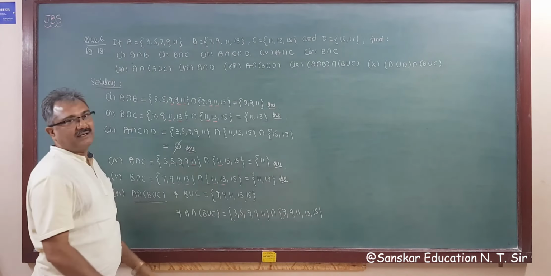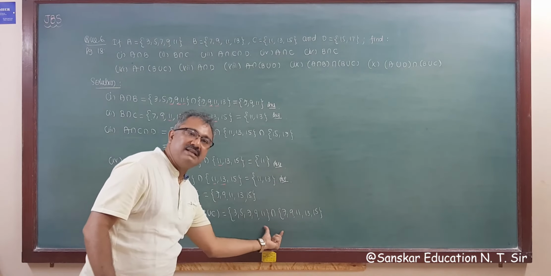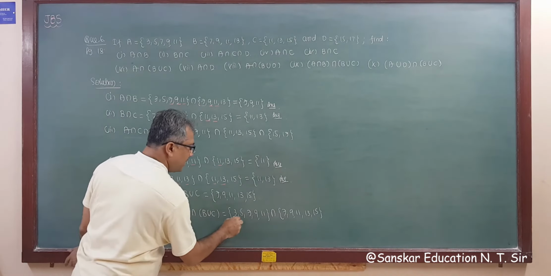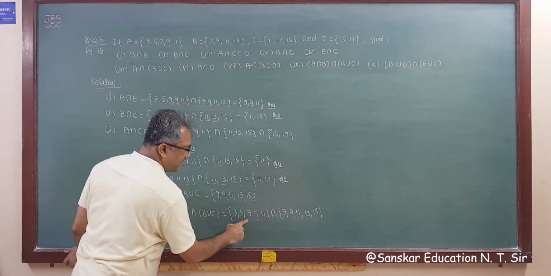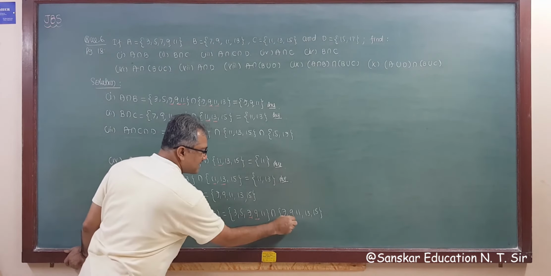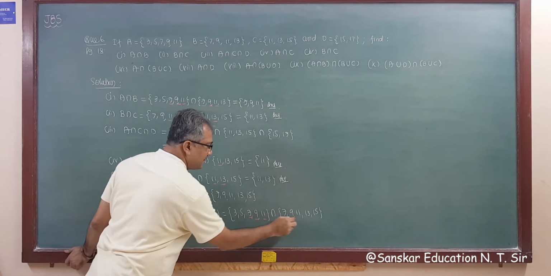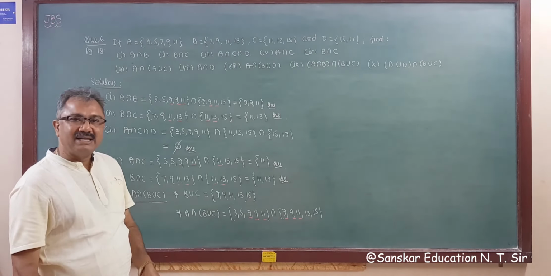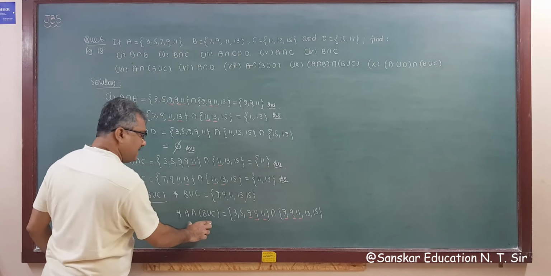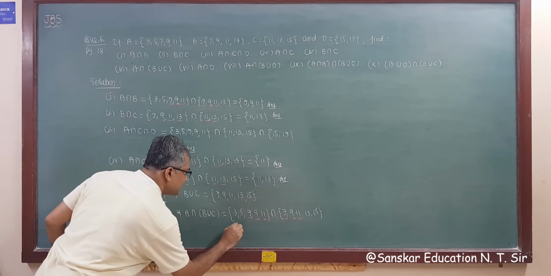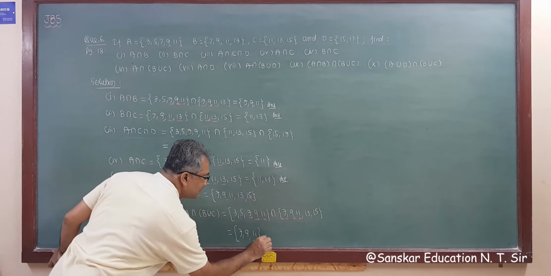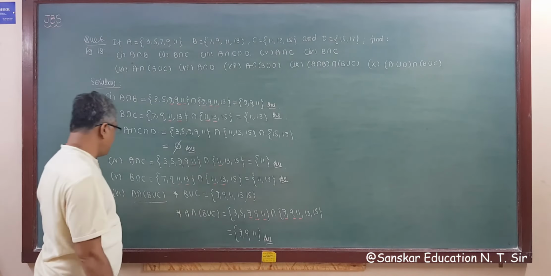Now we have to take the intersection of these two sets, which means we have to find the common elements from these two. 3, no. 5, no. 7, yes, 7 is there, this is 7, this is 7. Then 9, yes, 9 is there. 11, so 11. So only these three elements are common. That is the answer, the intersection of set A intersection B union C. So this is 7, 9 and 11. So this is the answer, right?